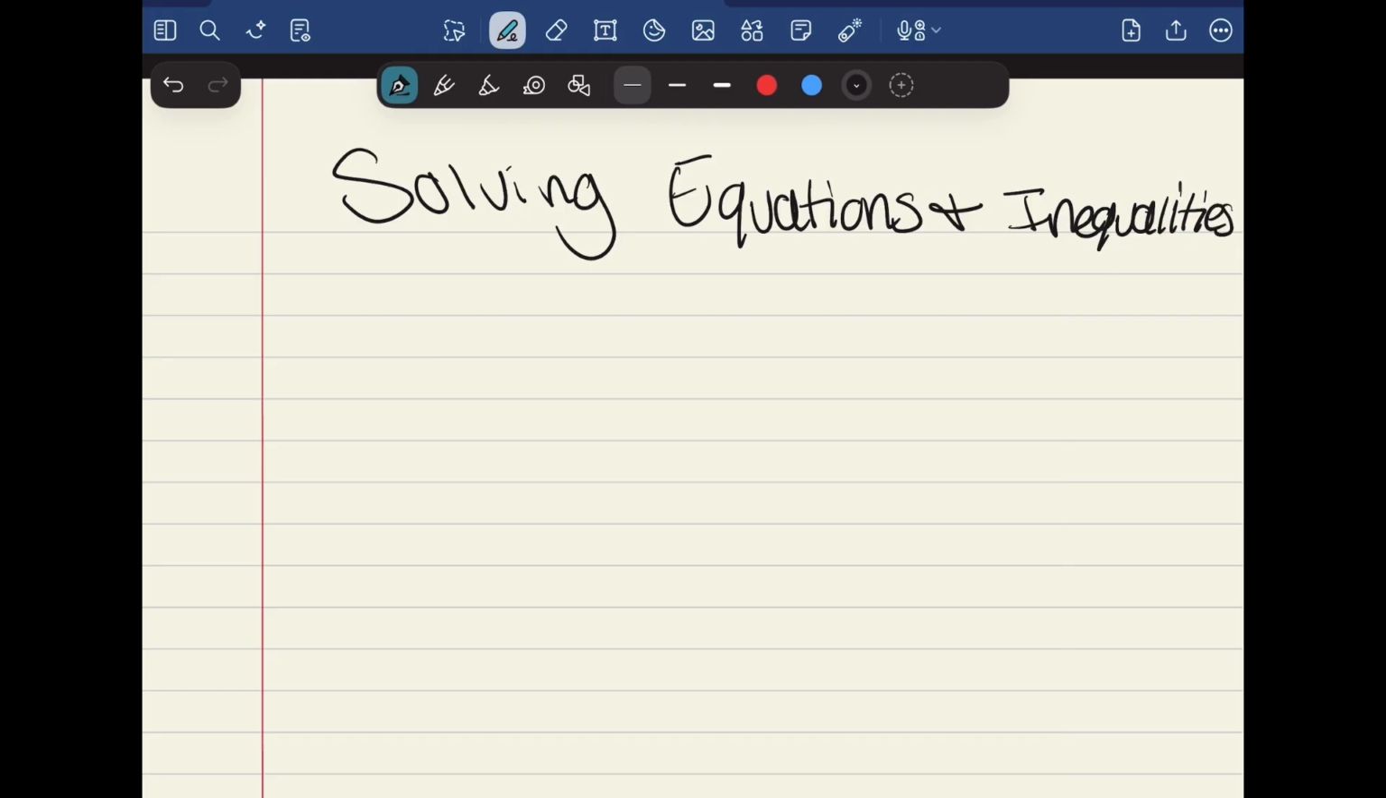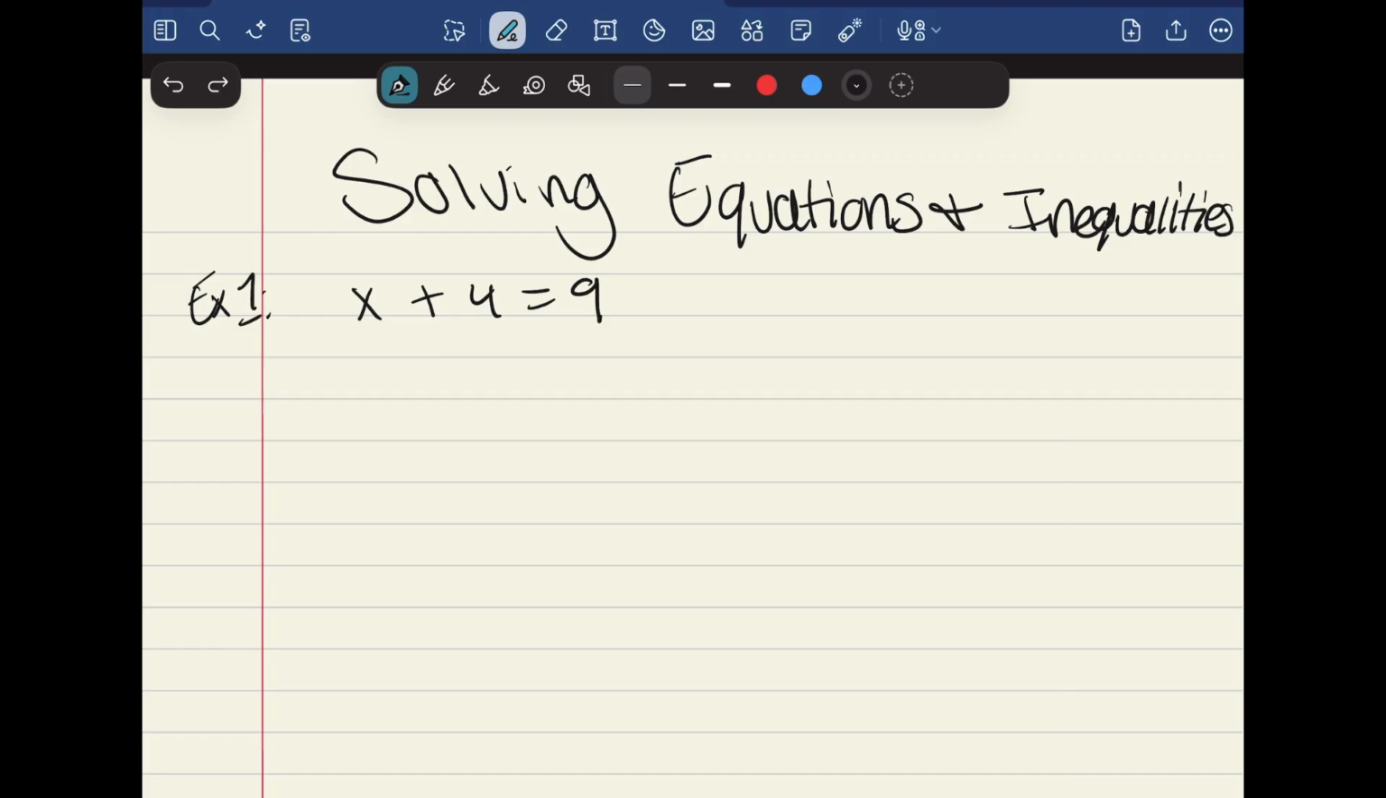Let's do our example 1. Let's do x plus 4 equals 9. Again, this is an equation because the key thing is, it uses an equal sign. That's what makes it an equation. Now, if it uses something else other than an equal sign, it is not an equation. It's something else, but we'll get to that later.